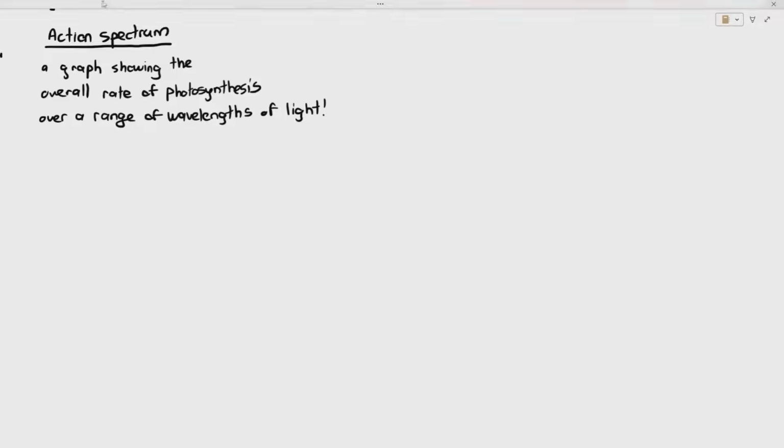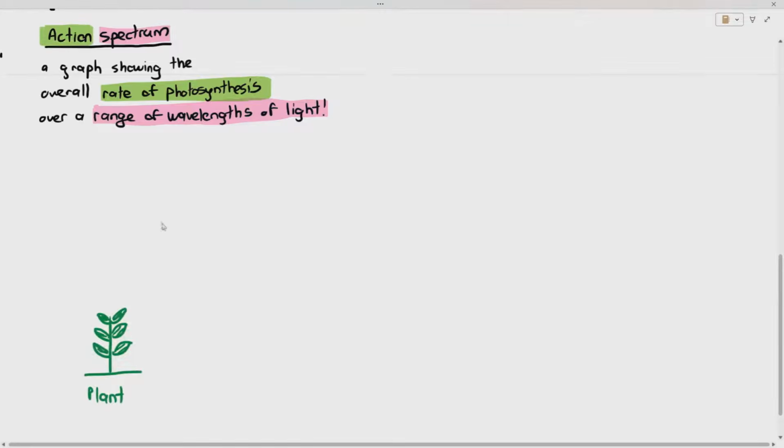So the next concept we have to see is something called the action spectrum. It's just essentially a graph showing the overall rate of photosynthesis over a range of wavelengths of light. So the spectrum in this case means the range of wavelength of light. That's the spectrum, the range. And action, what action are we talking about? The action is just the rate of photosynthesis. So as you can see here, you don't need to memorize the action spectrum as well. You do need to memorize the definition, but you don't need to memorize the graph patterns. But you need to understand how the absorption spectrum affects the action spectrum.